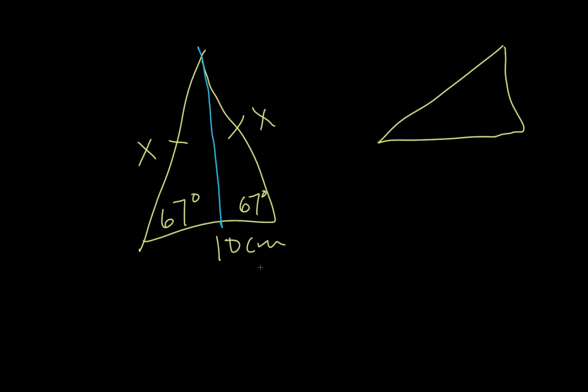Once again, your book has a better picture of that, but it creates a perpendicular bisector right here. So it's going to cut this perfectly in half, and so that's going to be 5 centimeters and 5 centimeters, cutting that 10 in half perfectly. It also cuts these angles in half up here. We're not going to end up using that, but now that we have a right triangle, we can go to SOHCAHTOA to help us out.